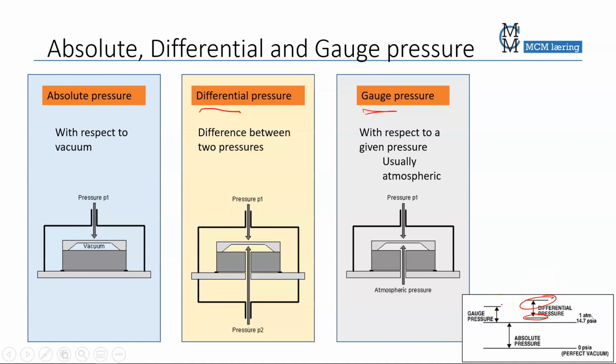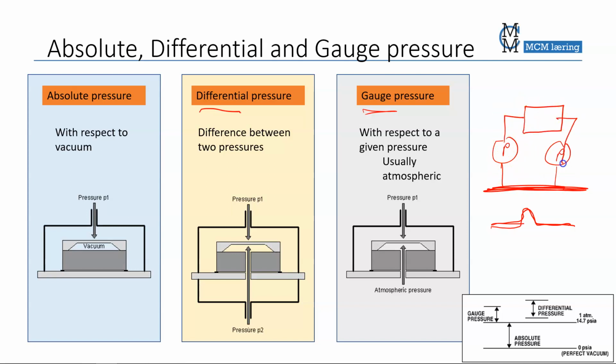two different pressures here. For example, if I have a pipe and in the pipe I have some kind of obstacle, I can measure the pressure here on one side and the pressure on the other side, or I could use a differential pressure meter which will measure the difference between the two. dP, differential pressure.